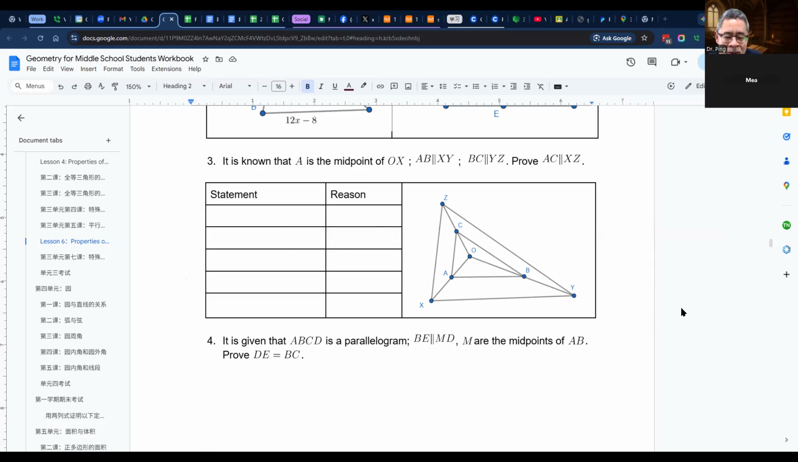Every step is clear. Okay, so we give a statement on the first column, then we give the reason on the second column. So first of all, we know A is the middle point of OX. OX is from here to here. And it actually helps to look at the theorems we have learned before.